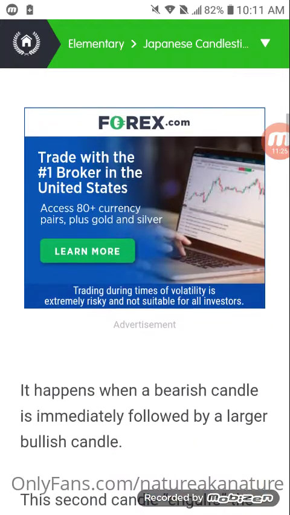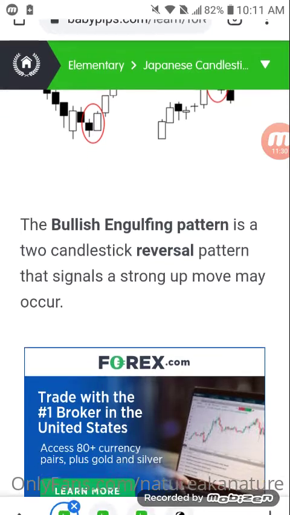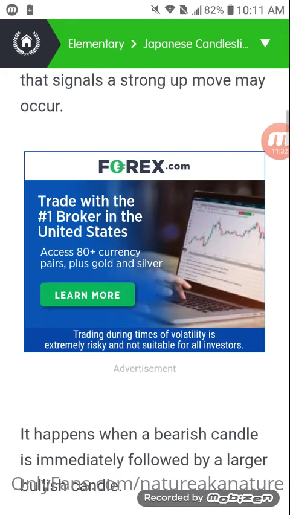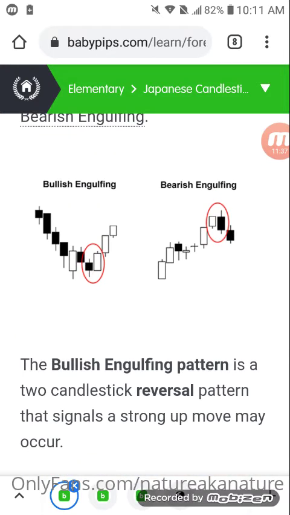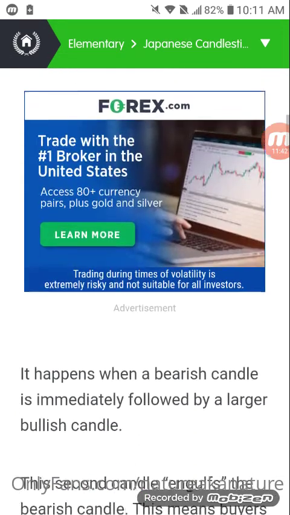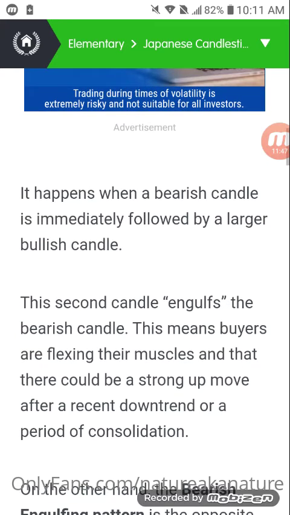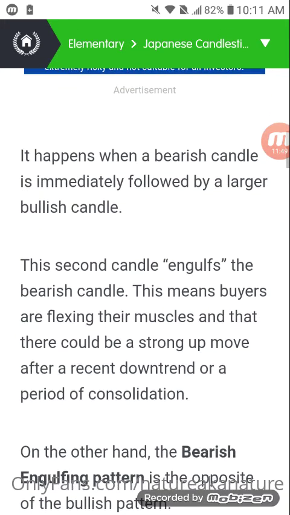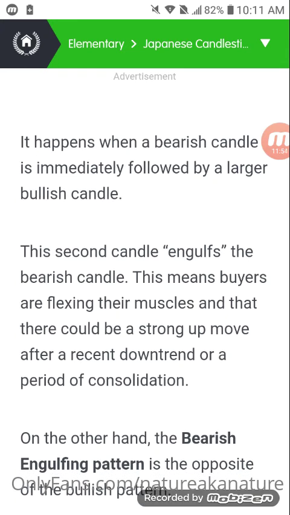It happens when a bearish candle is made first, followed by a larger bullish candle. As you can see, the bullish engulfing is engulfing the bearish candle, the previous candle. This means that buyers are flexing their muscles and that there could be a strong up move after a recent downtrend or a period of consolidation. You usually see a bullish engulfing after a strong recent downtrend or a period of consolidation.